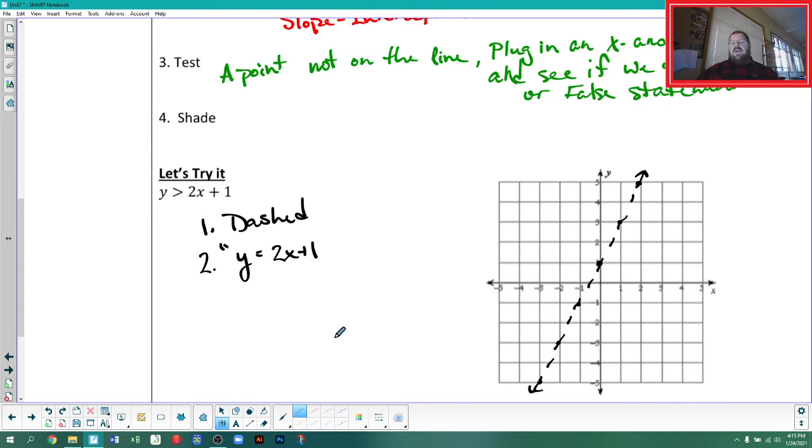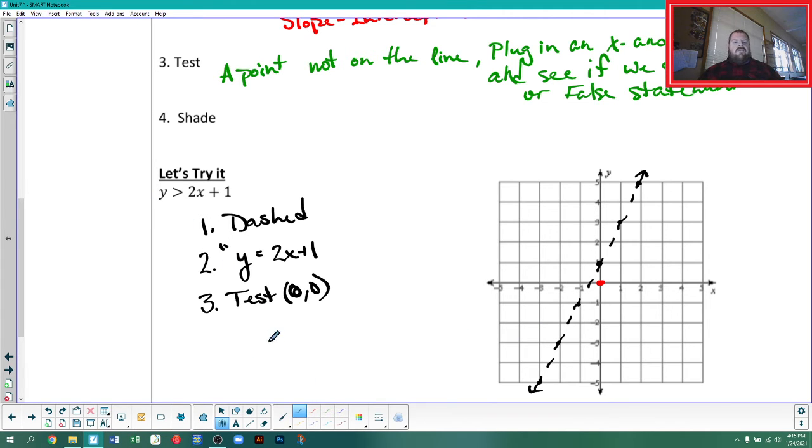And now I want to pick a point to test. Whenever I can, I like to test 0, 0. And the reason I say when I can is I have to make sure that 0, 0 is not on the line. And I like to note where my test point is. It's not on the line, so it's okay to test.